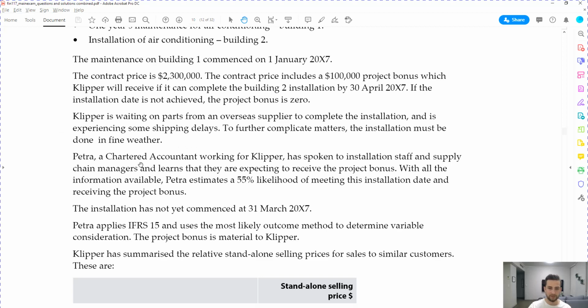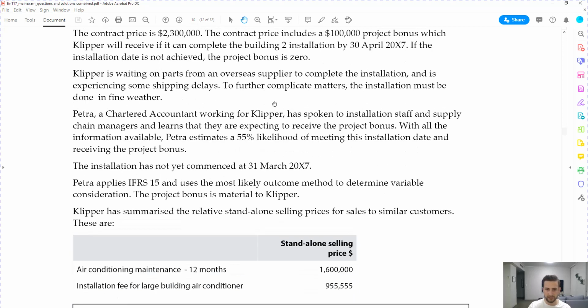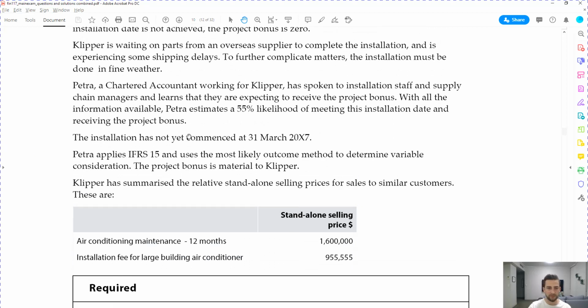With all the information available, Petra estimates a 55% likelihood of meeting the installation date and receiving the project bonus. The installation has not yet commenced as at 31 March. Petra applies IFRS 15 and uses the most likely outcome method to determine variable consideration. The project bonus is material to Clipper.